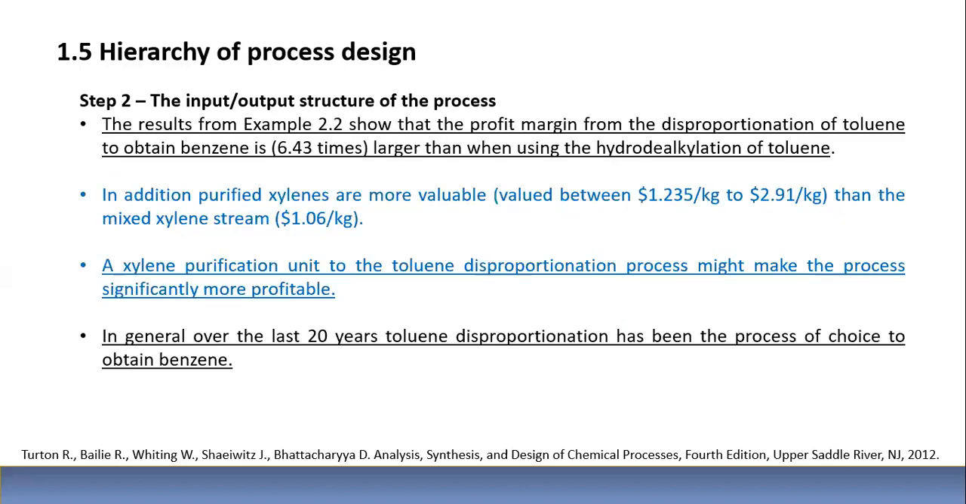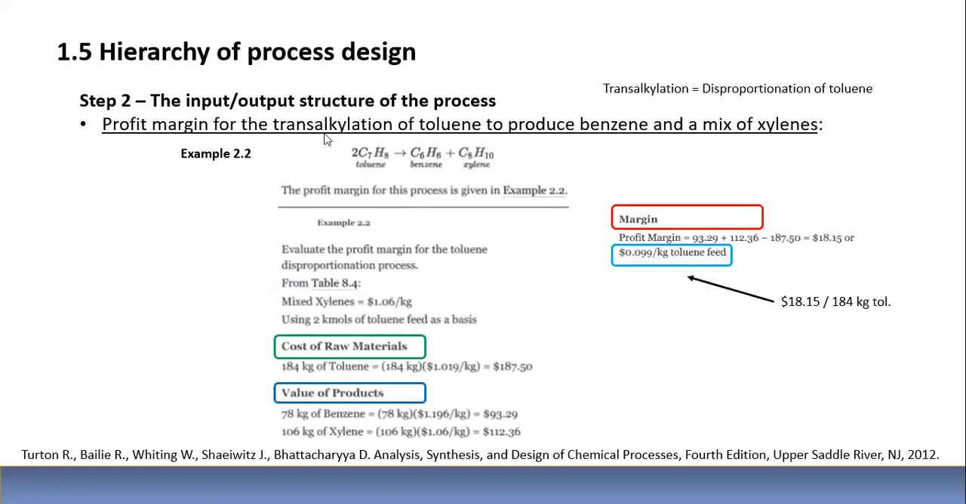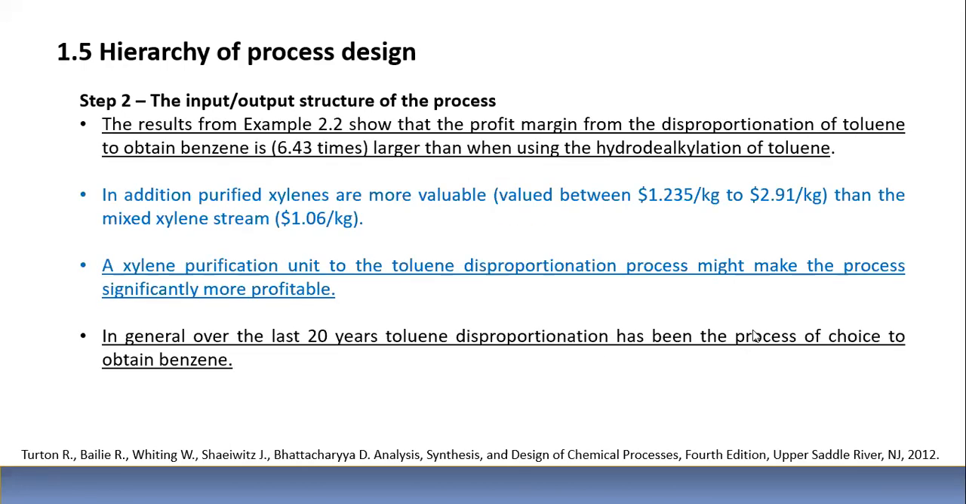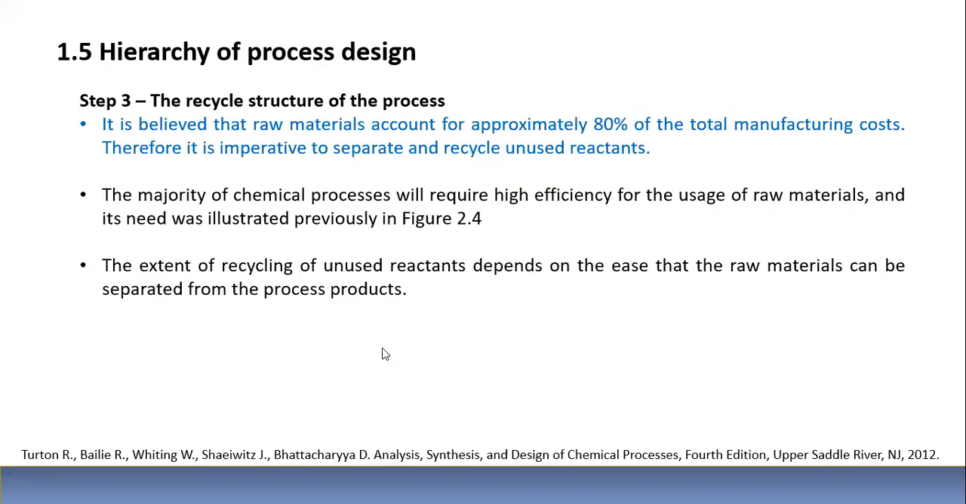And then there are some additional comments. It was recommended to purify the xylene stream, because purified xylenes have a high selling price, in dollars per kilogram, between 1.2 and 2.9. The general comment was that in the last 20 years, toluene disproportionation, which is this transalkylation process, has been the process of choice to obtain benzene.